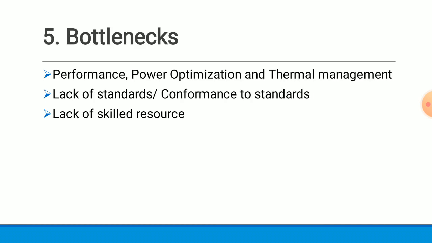Then fifth one is bottlenecks. So this section discusses some of the bottlenecks faced by the embedded industry today. So first one is performance, power optimization and thermal management. So achieving a right balance between these three, that is performance, power optimization and thermal management, is a big challenge in embedded computing.